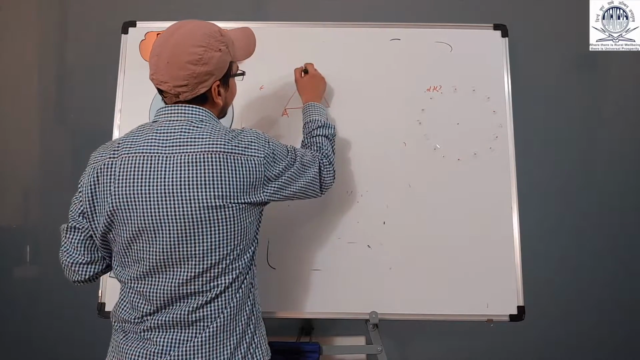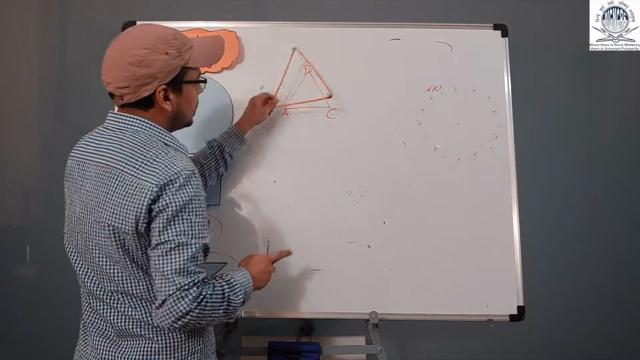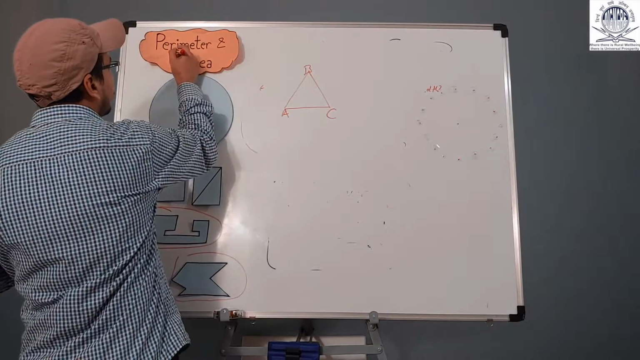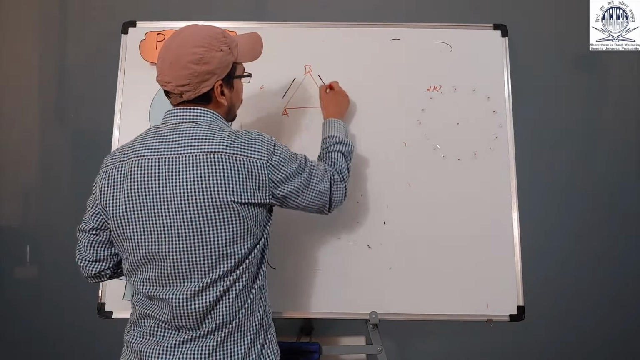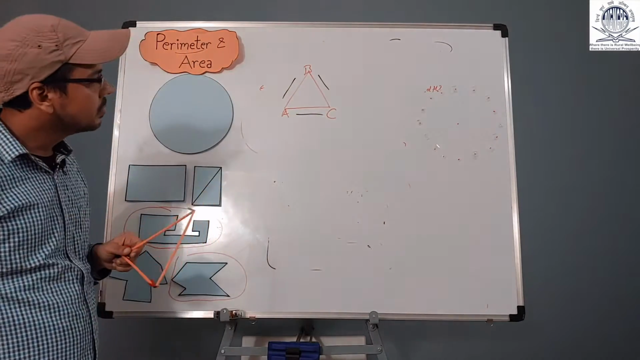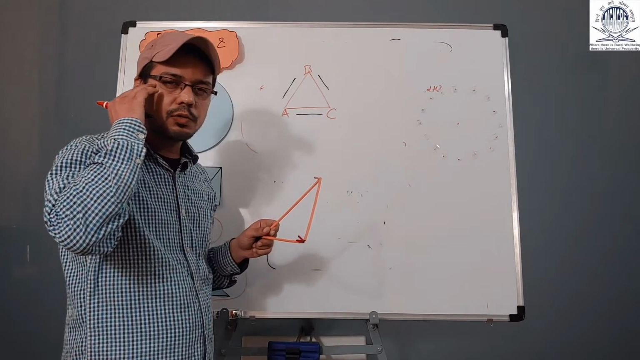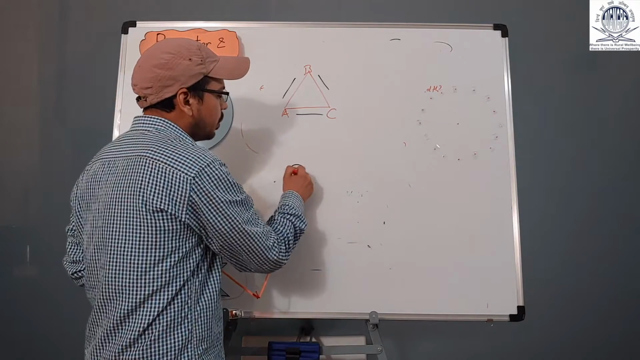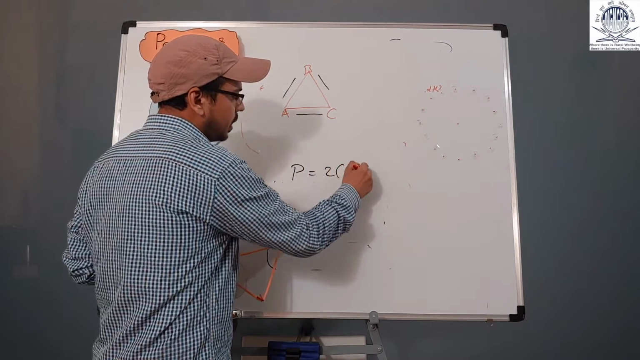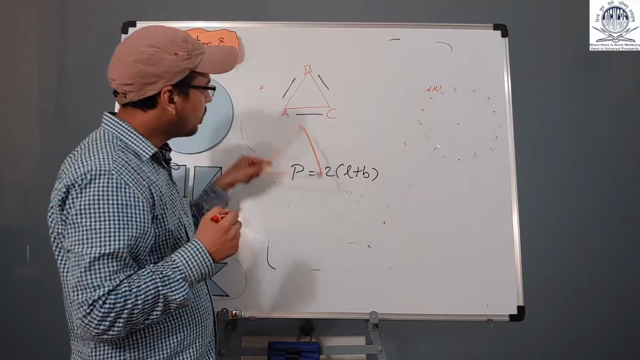So this would be A and B and C. Now my first priority over here is to find this thing called perimeter. I'm just forgetting which is the formula for perimeter. So I just learned this formula, perimeter is equal to 2 into (L plus B). But is it going to apply for this?